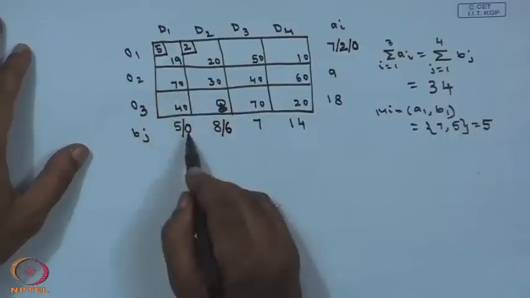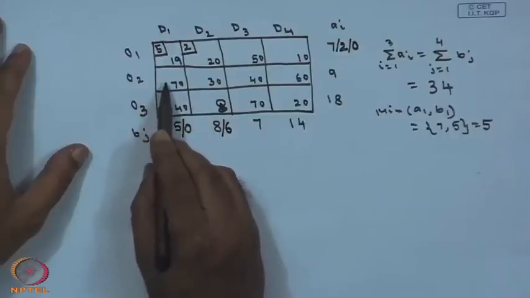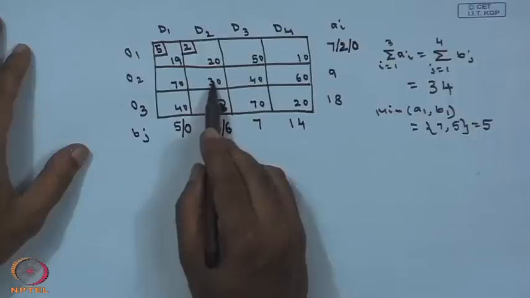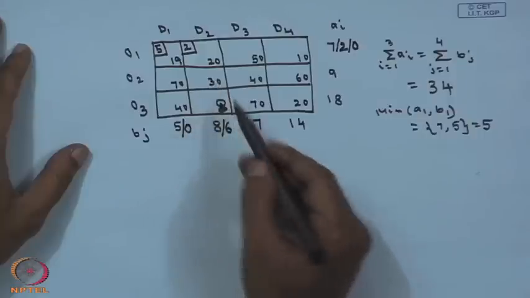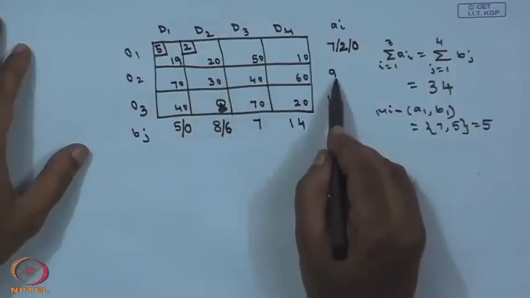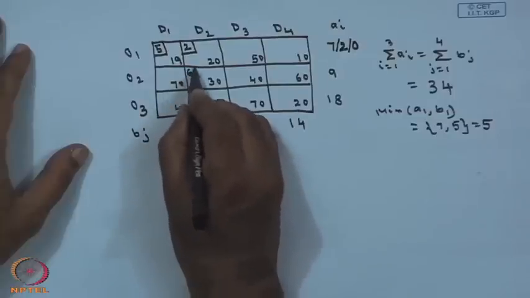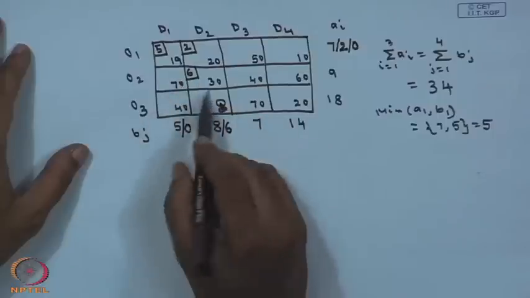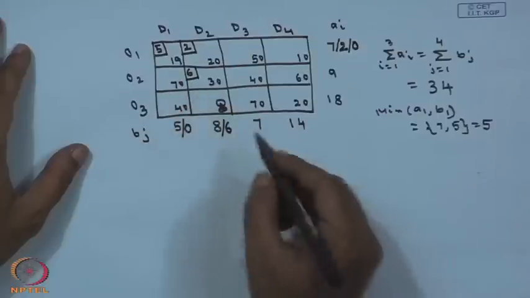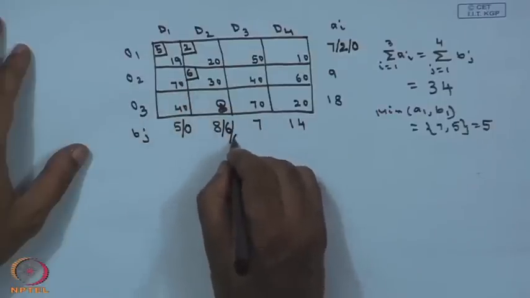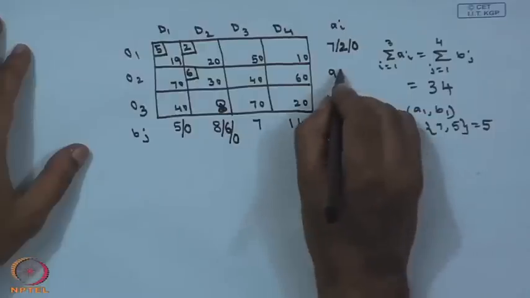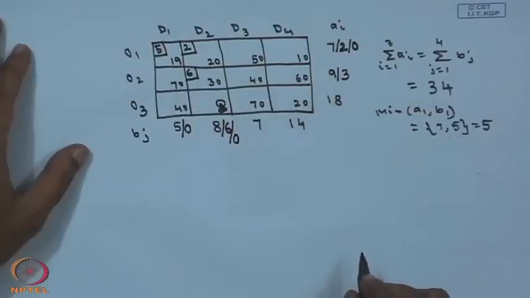Again in this row, the demand is 0, so you cannot allocate anything. Go to the next cell, that is 2 2. In 2 2, your availability is 9, your demand is 6, therefore, allocate 6 over here. Once you are allocating 6 to the cell 2 2, therefore, the demand for the second one reduces to 0, availability for this reduces to 3.